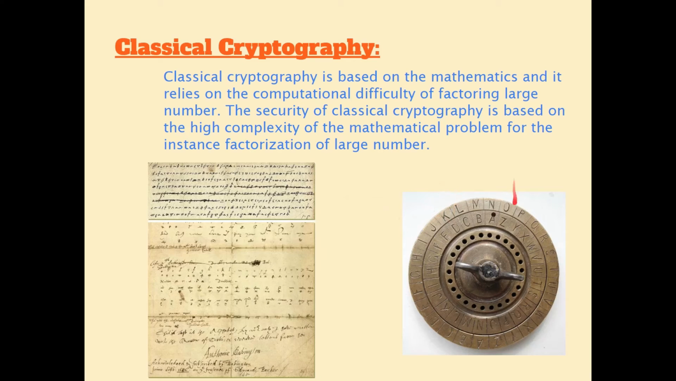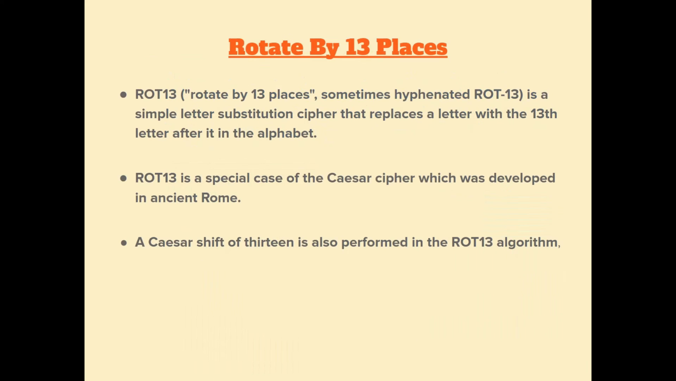And what is this? It is a Caesar cipher. Now, what is a Caesar cipher? It is the cryptographic method that Julius Caesar used during his time. Julius Caesar, yes, you heard it right. Cryptography is that old. Now, let us learn about rotate by 13 places, or ROT13.